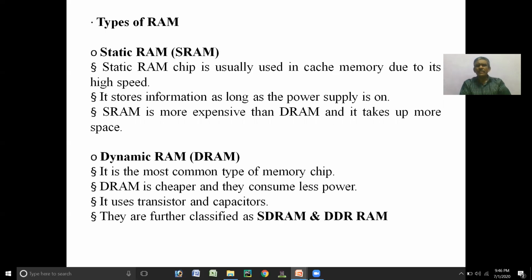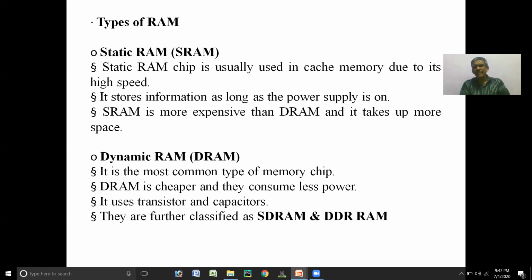Then it stores information as long as the power supply is on, because it is RAM. Only the type is changed, static RAM. It also holds the data or software until the power goes off. SRAM is more expensive than DRAM and it takes up more space. This is about static RAM.